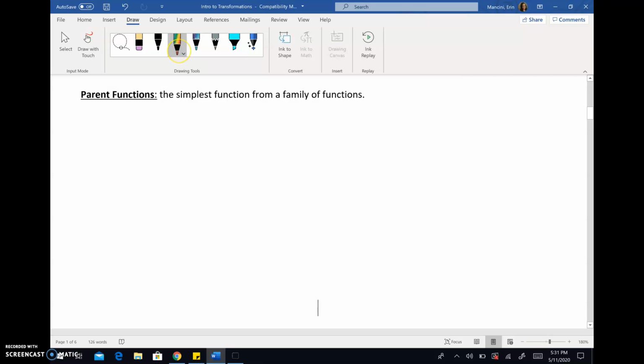So a parent function is the simplest function from that family. So we all know lines. I'm going to use lines as an example. We know lines as y equals mx plus b, so that could be like 3x plus 1. We also know them in point slope form, so it could be like y minus 7 equals your slope times x plus 1. I'm just making these up. Okay, these are functions. They're equations, they're linear, but they're not the simplest from that family of linear functions.